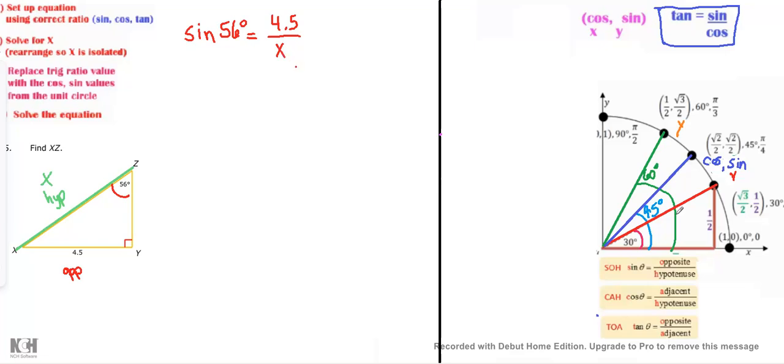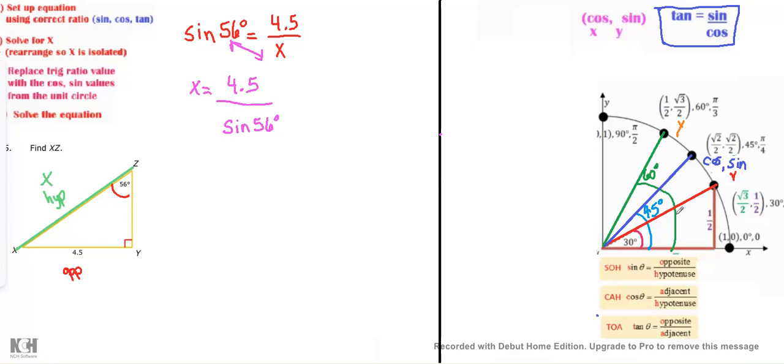We don't know what that is, but we have to do step number 2. We want to solve for x, get x by itself. So I'm going to switch these guys out. That'll get x by itself. X equals 4.5 over sine of 56 degrees.